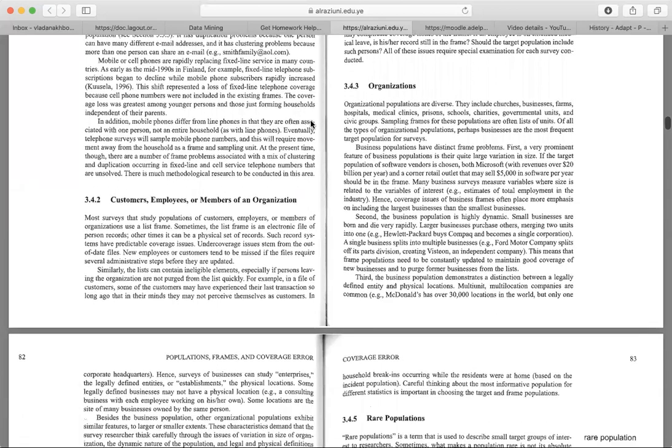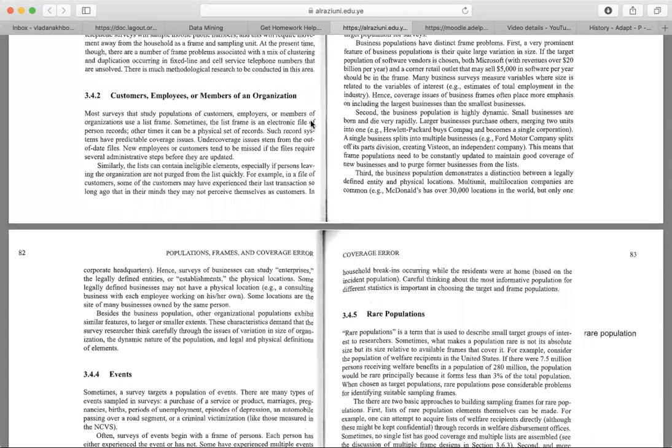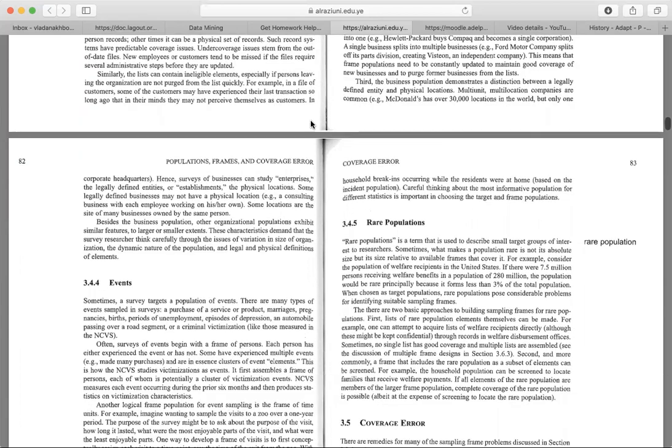We can check events, which begin with a frame of persons. They can be whether a person experienced an event or has not, or you can check if a person experienced multiple events. We can use time units by asking the purpose of a visit, how long it lasted, or the most or least enjoyable parts. We can also check rare populations.